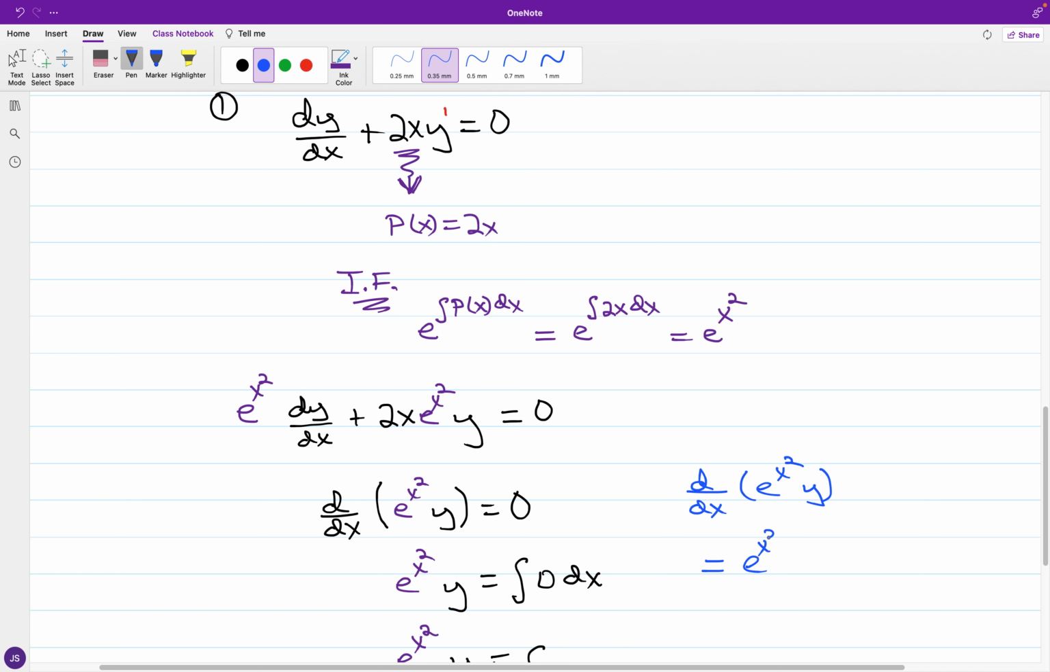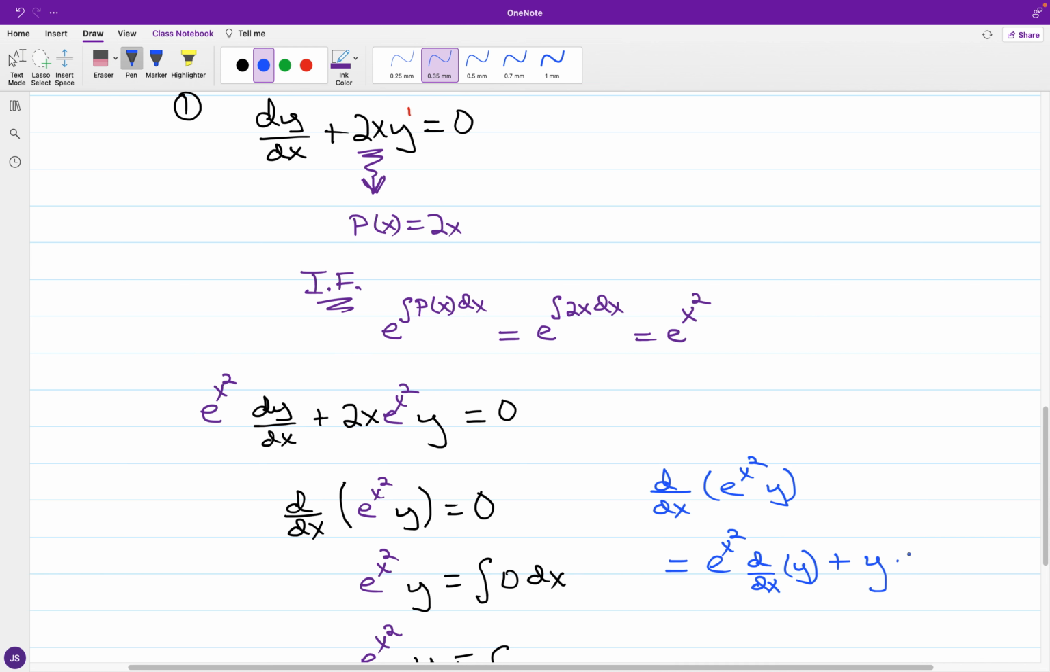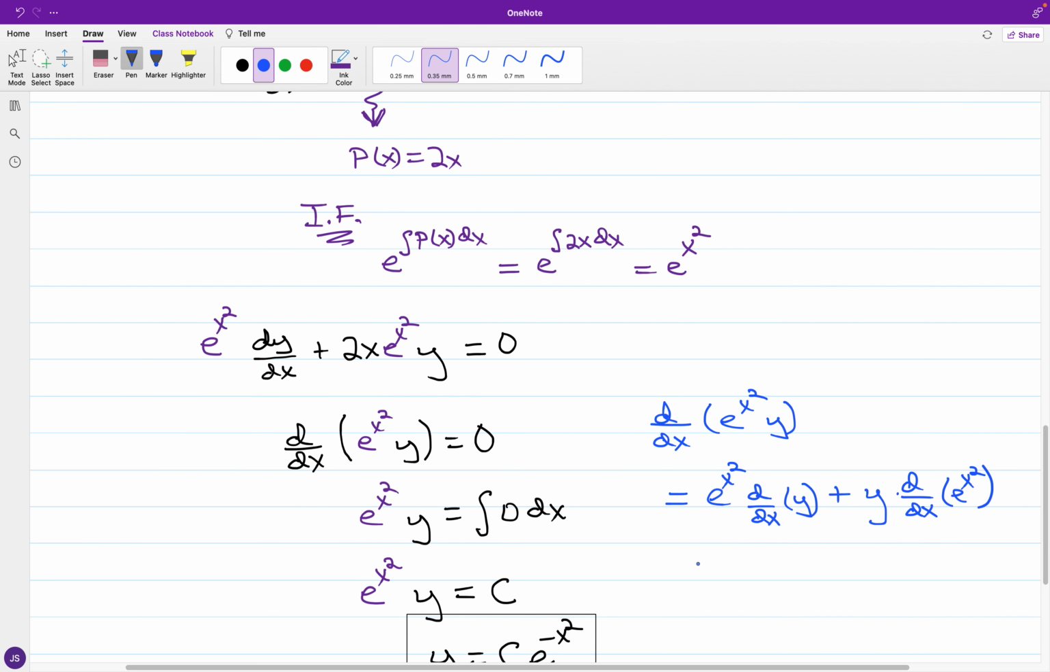and with the product rule expansion case, you have e to the x squared times d over dx of y, and we have also in the mix y times the derivative in x of e to the x squared. And once again, for what we have in expanding, okay, so you have e to the x squared dy over dx.